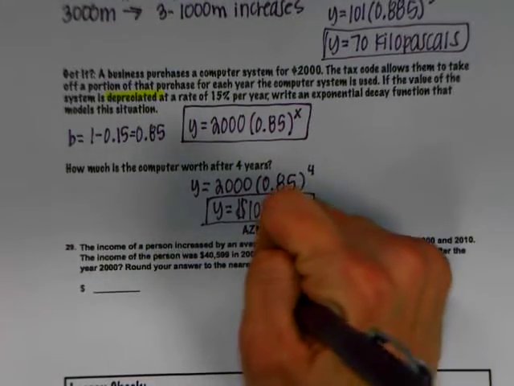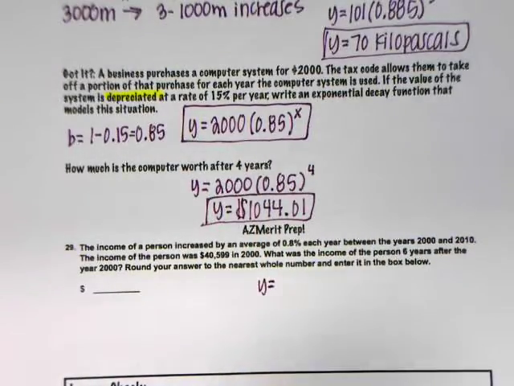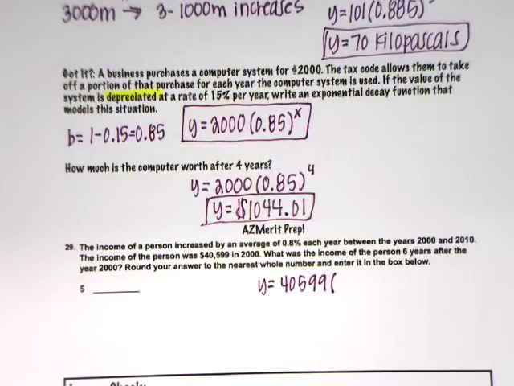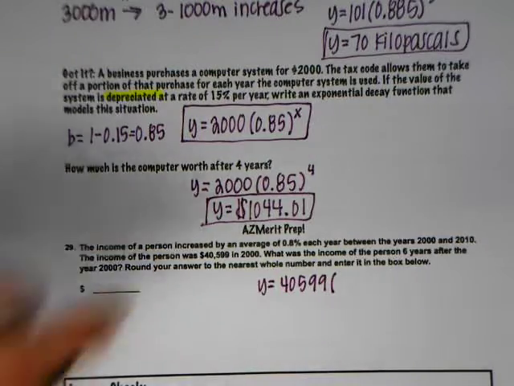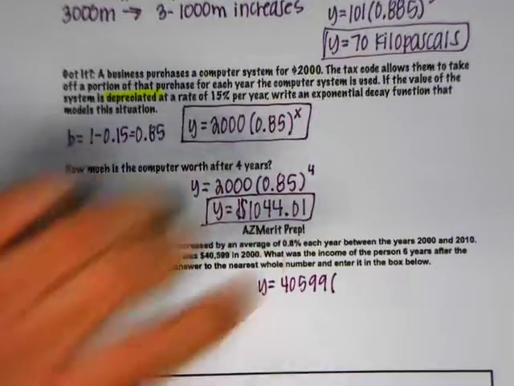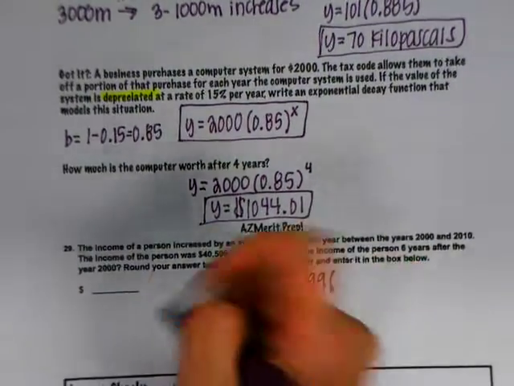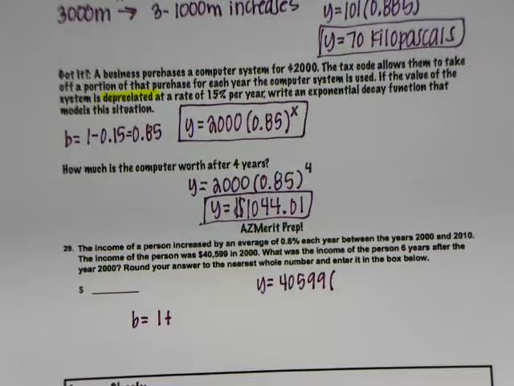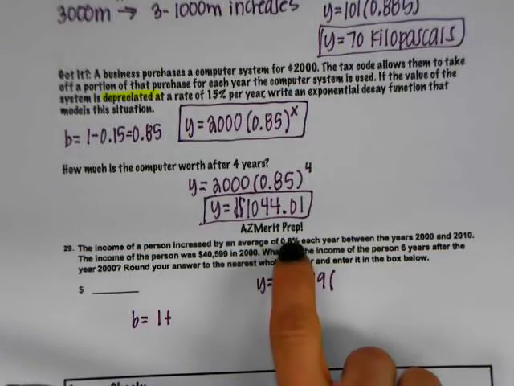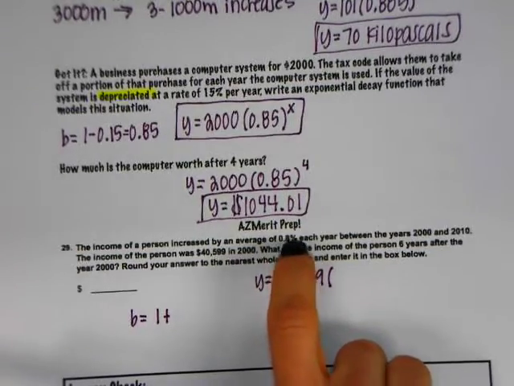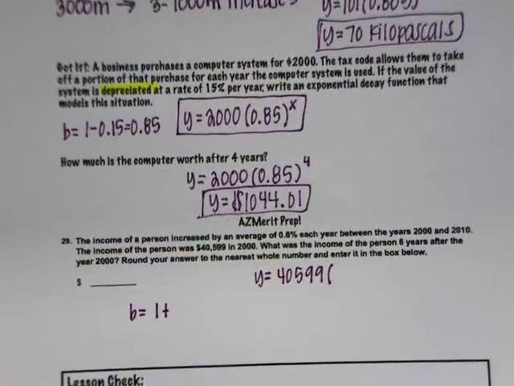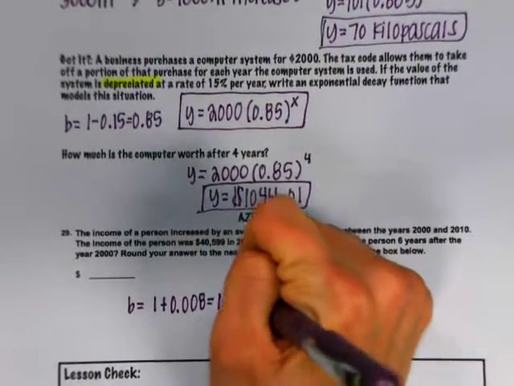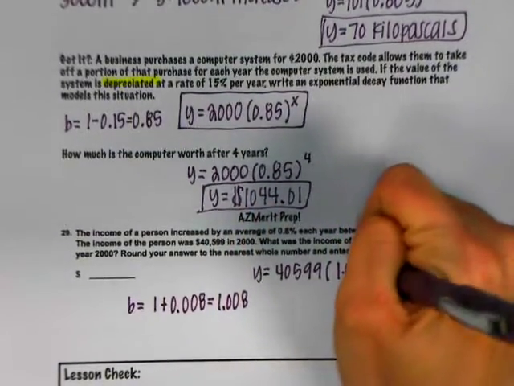So for the formula, y equals, what's the starting income? And then is this going up or going down? Going up. So convert that over to a decimal. So do 1 plus, what's the decimal form of that? Oh, but you have to divide that by 100 first, because it's percent. So 0.008 equals 1.008. To the x power.